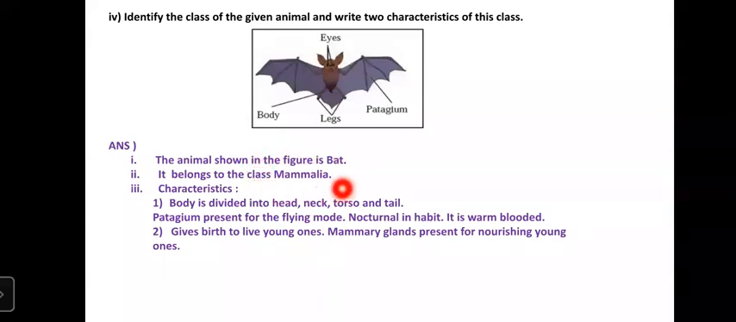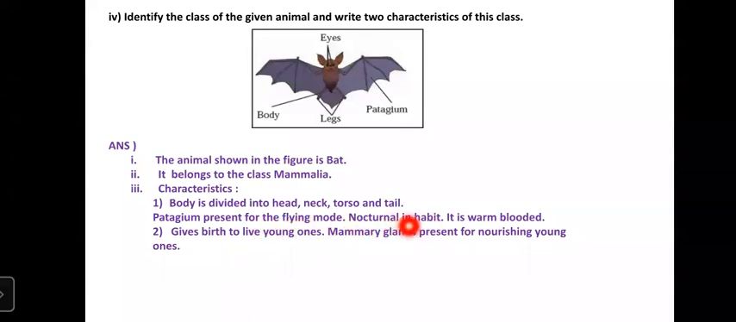A bat is a mammal. So if you write that it belongs to the class Mammalia, you will get 1 mark. Then you have to write 2 characteristics. I have written many, but you have to write 2. See the first characteristic: the body is divided into head, neck, torso and tail. Patagium is present for the flying mode instead of wings. It is called patagium in the case of a bat, and it helps for flying.